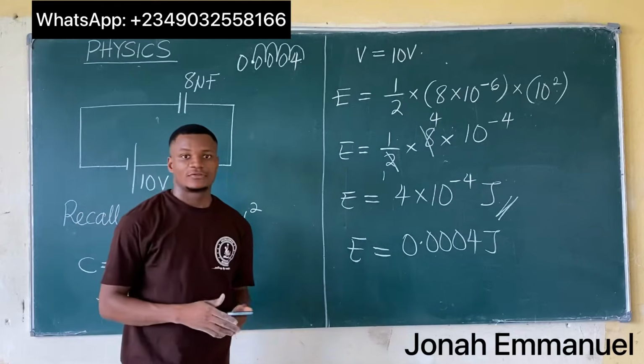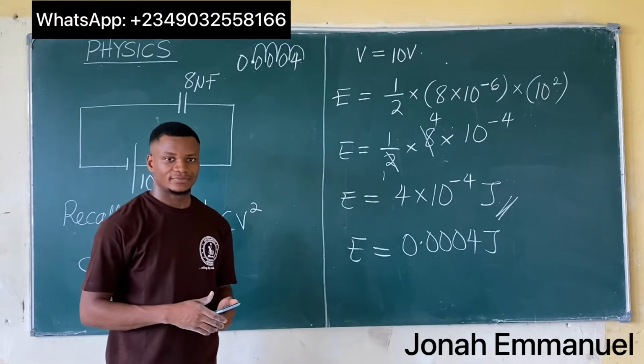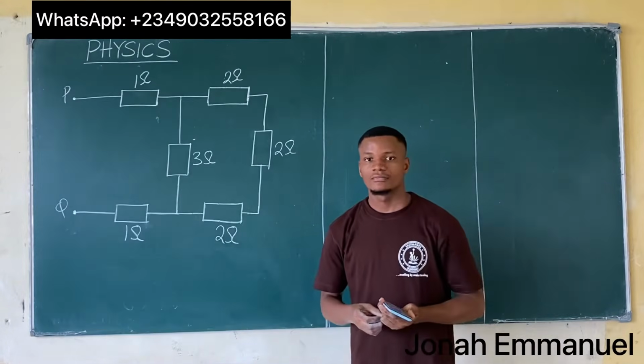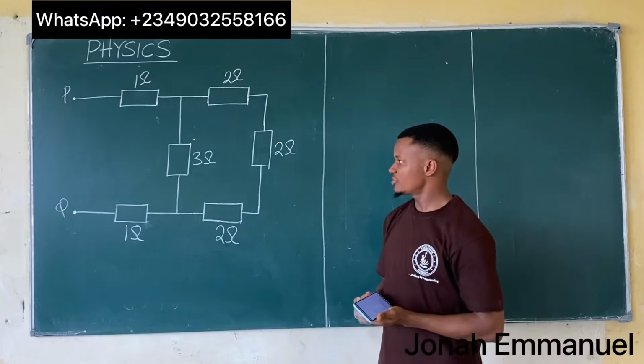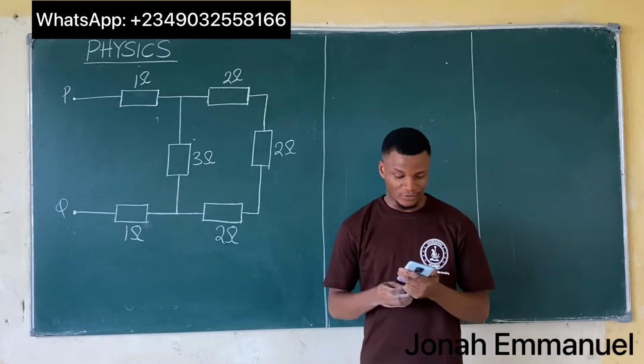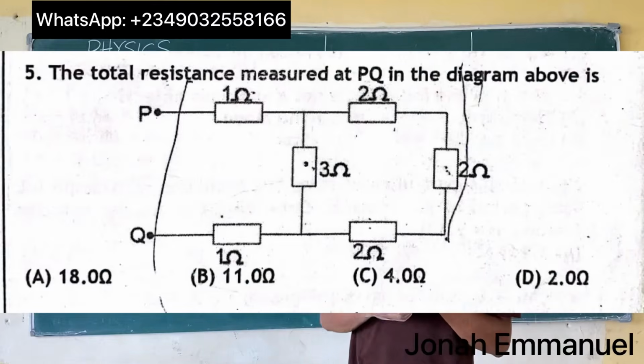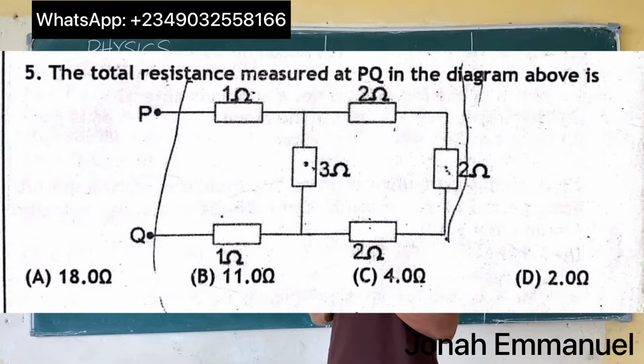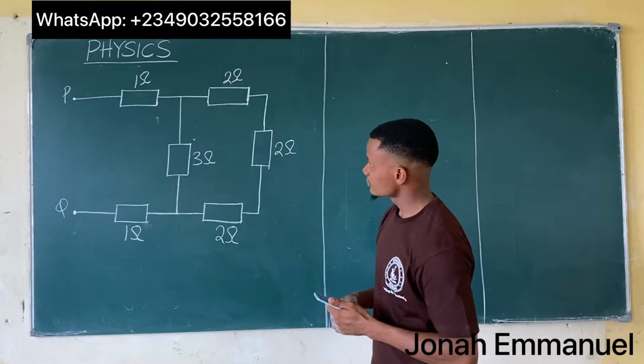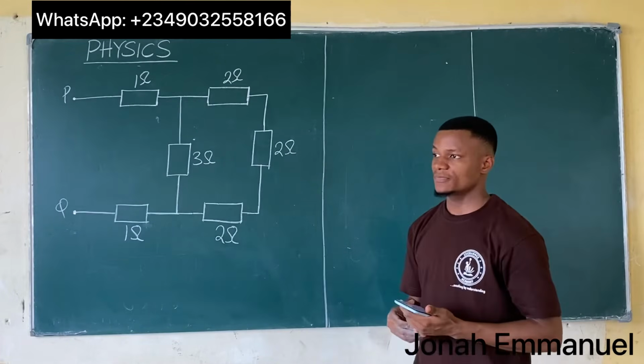Alright, so this is how you solve this question. Alright, let's try another example. This question says the total resistance measured at PQ in the diagram above is. Alright, so here's my diagram, please.